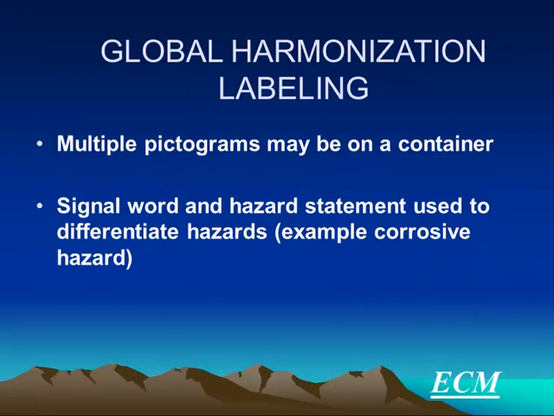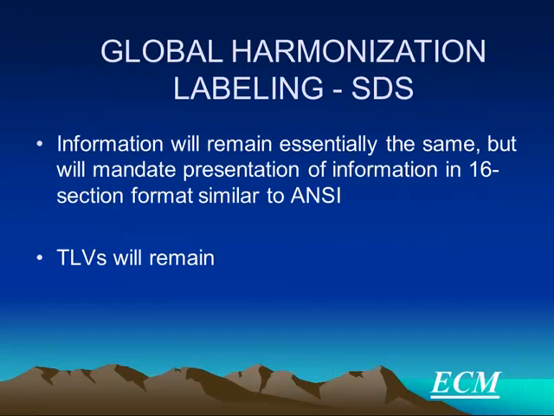Okay, so on the containers, you might have multiple pictograms on a container. I think pesticides are probably going to have at least 4 of these pictograms because they have different hazards. They can be toxic, they can be corrosive, and they'll probably list those in terms of which is the highest hazard. And again, that signal word and hazard statement is going to help you differentiate what the level of hazard is in the container.